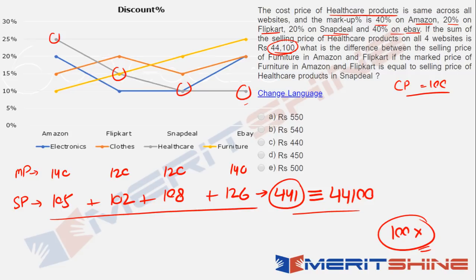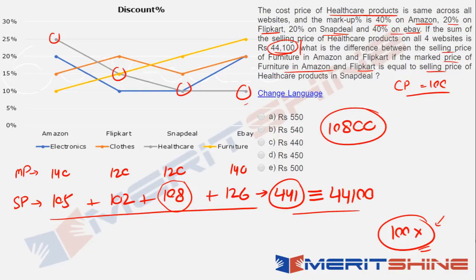Lengthy read again. What is the difference between the selling price of furniture in Amazon and Flipkart, if the marked price of furniture in Amazon and Flipkart is equal to the selling price of healthcare products in Snapdeal? So what is the selling price of healthcare products in Snapdeal? This is the number 108, and obviously it would be multiplied with 100 here. So the marked price of furniture in Amazon and Flipkart would be 10,800. This would be the actual number for the marked price of furniture in Amazon and Flipkart.